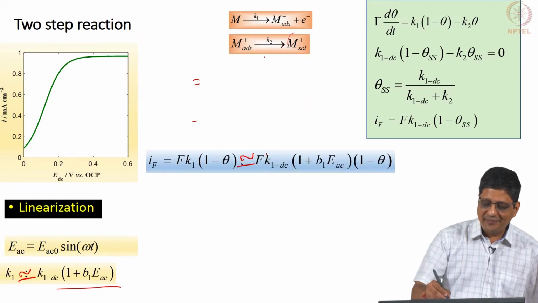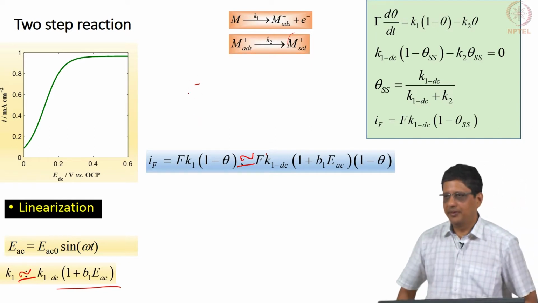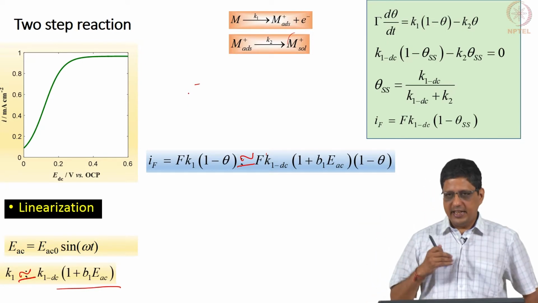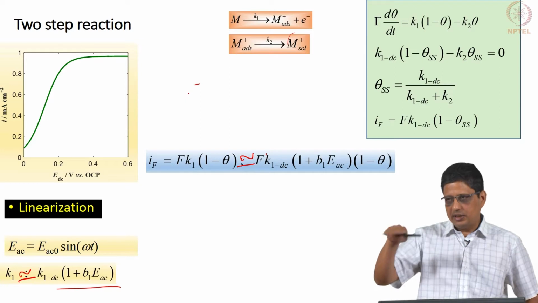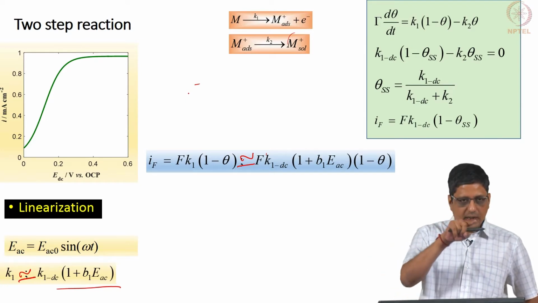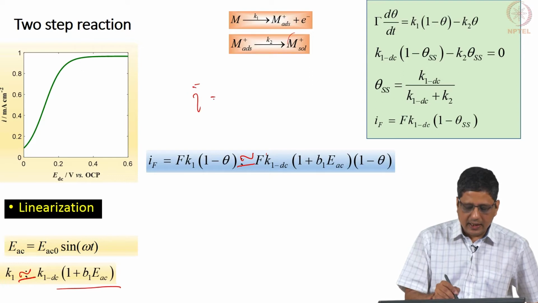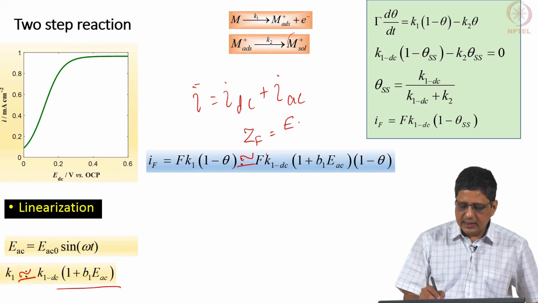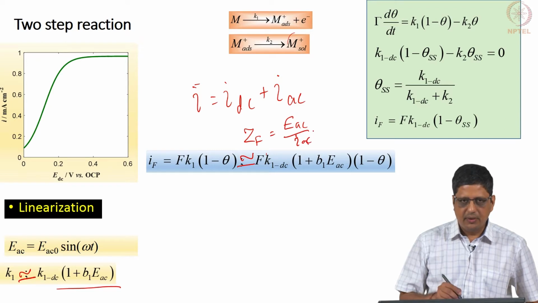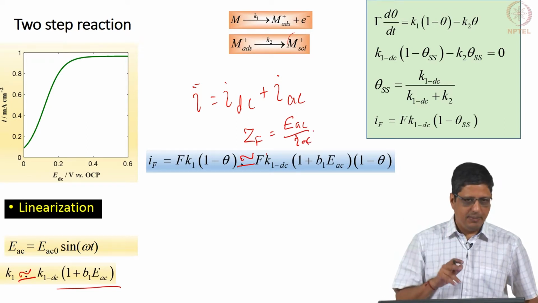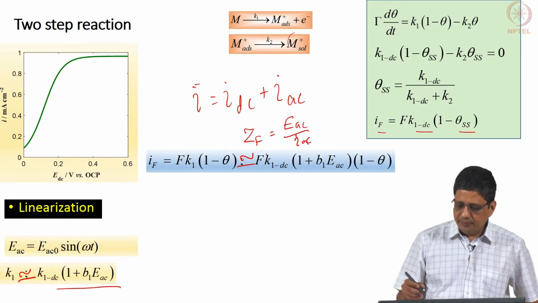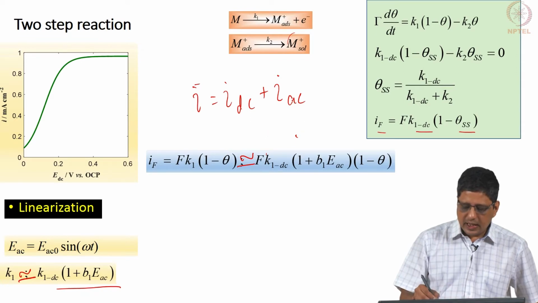Now, I want to write the Faraday current. When I apply a DC potential and superimpose an AC on top, I expect the current to also have an oscillation. I want to know what is the oscillation. So, I can write the current as DC current plus AC current. Then I can write the impedance, Faraday impedance, as EAC by IAC. So, I am really measuring the differential impedance. So, what I want to do is take the current, this is given for DC, I want to write it for AC and derive the expression for impedance.